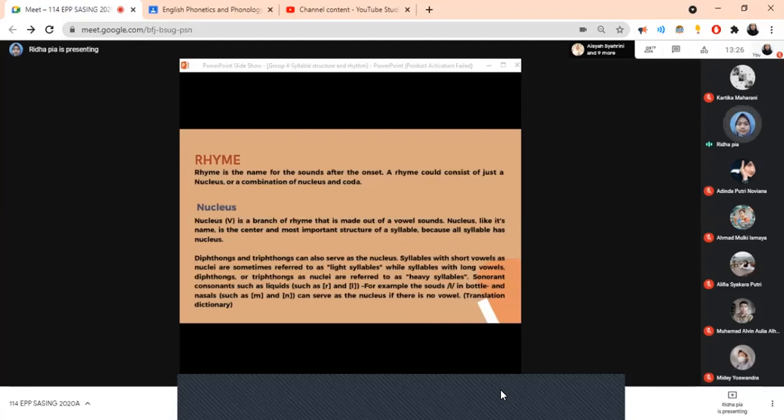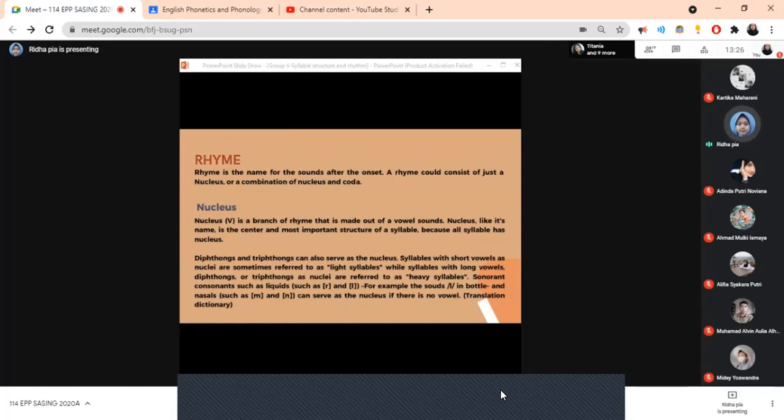So rhyme. Rhyme is the name for the sounds after the onset. Rhyme could consist of just a nucleus or a combination of nucleus and coda. Nucleus vowels is a branch of rhyme that is made out of vowel sounds. Nucleus, like its name, is the center and most important structure of a syllable, because all syllables have a nucleus. Diphthongs and triphthongs can also serve as the nucleus.